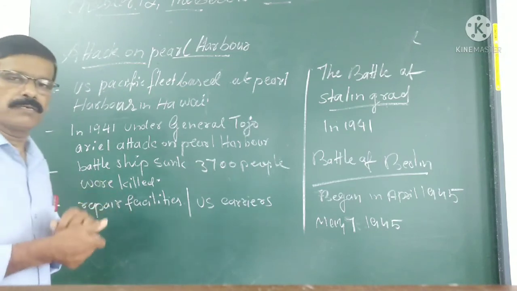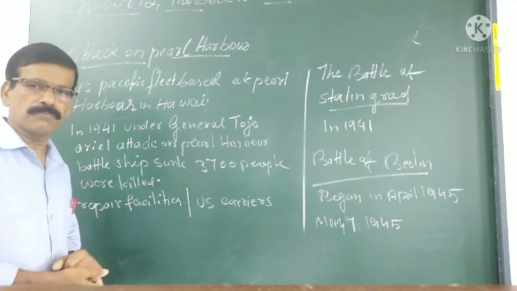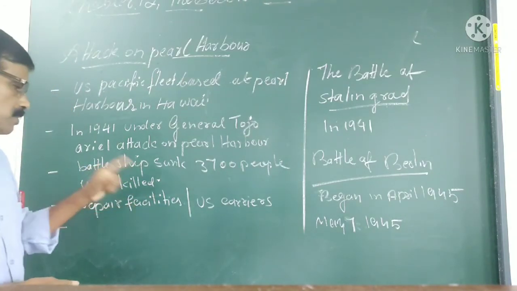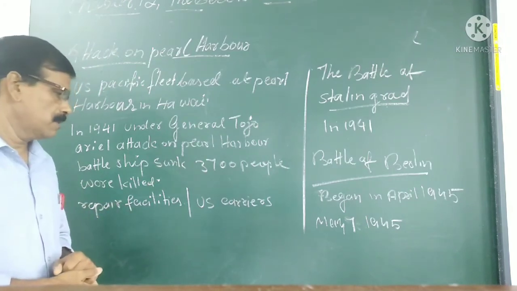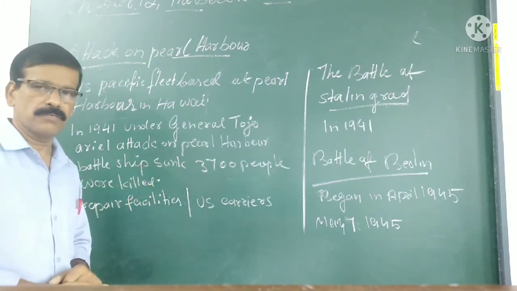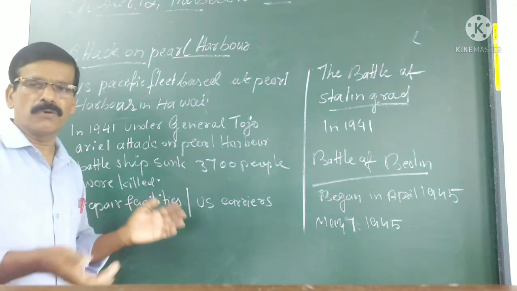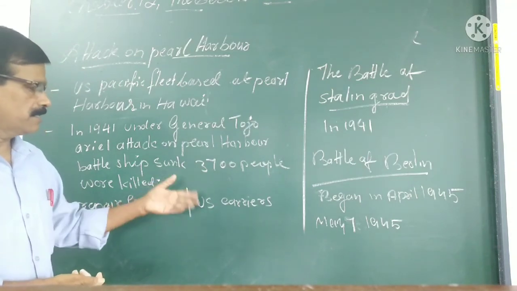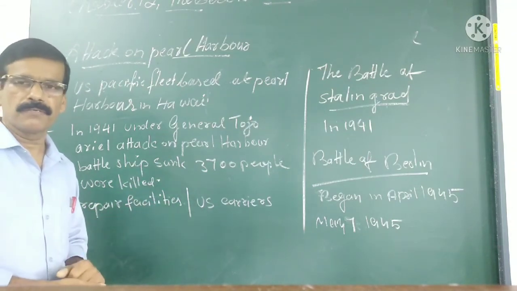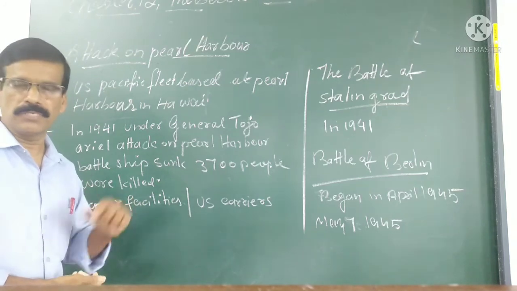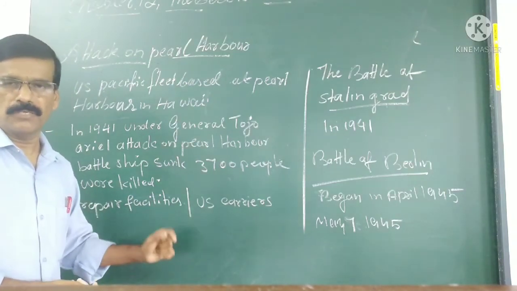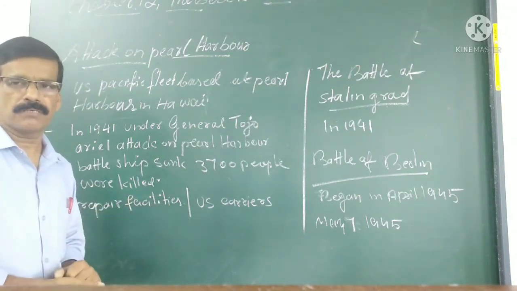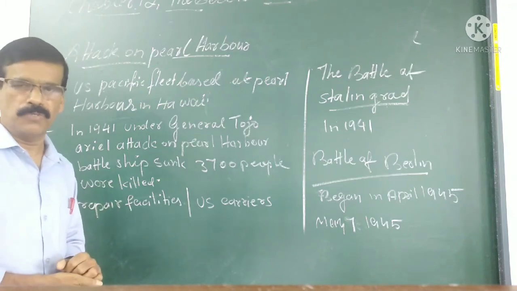But one mistake made by the Japanese force was that they failed to find the repairing facilities of the ships and destroy the US carriers. So the ships were immediately repaired and came back into service. As retaliation on Japan, the US also bombed two cities of Japan, Hiroshima and Nagasaki. With this attack, Japan surrendered and the Second World War came to an end.